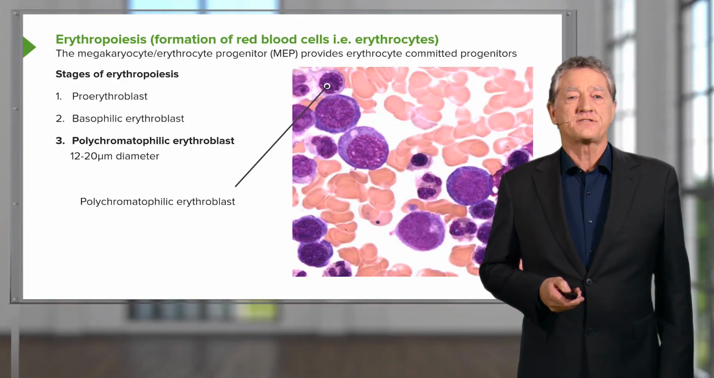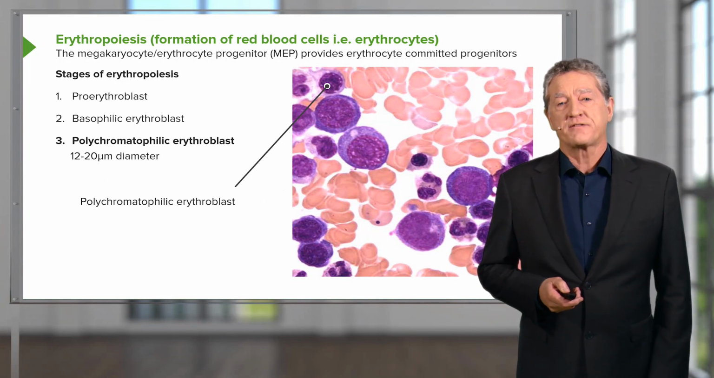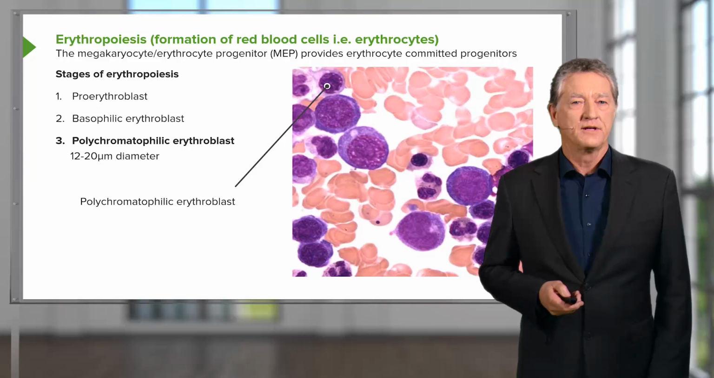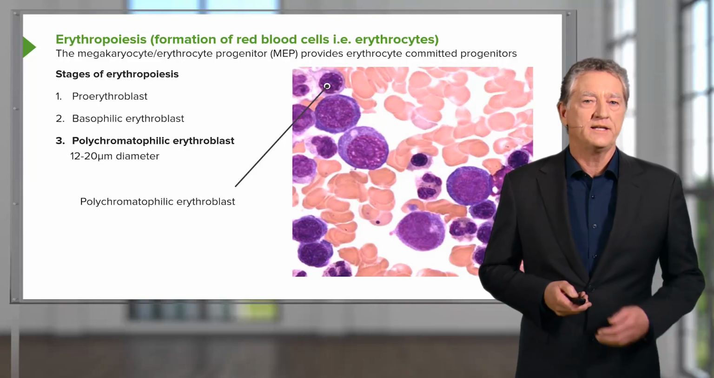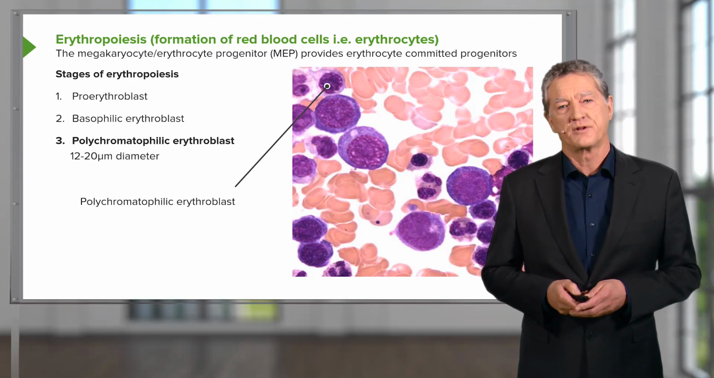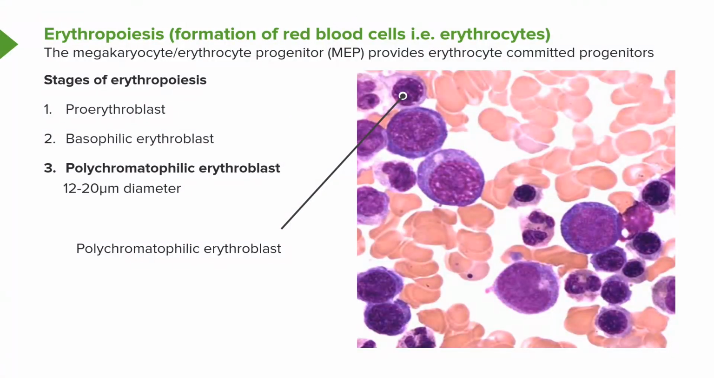Well, the next stage is the polychromatophilic erythroblast, shown here. Notice the cell looks small there, even though they can have a different range of diameters, ranging from 10 to 12 up to about 20. So there is a variation in their size. But have a look at the cytoplasm. It's sort of a lilac colour.